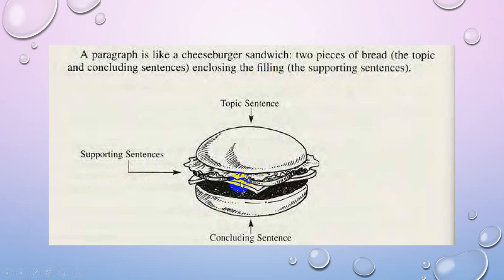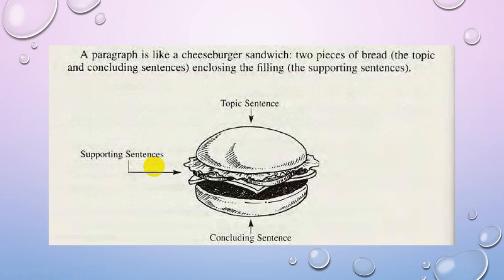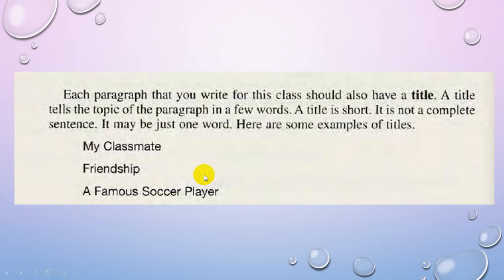Enclosing the filling, الأشياء اللي بالداخل، اللحم والبصل, meat, onions, vegetables, are like supporting sentences. This is a fine example and a good example. هذا مثال حلو. اعتقد هسه صار واضح انه topic sentence تشبه الconcluding sentence وكل شيء بالداخل هو supporting sentences جمل مساندة. Each paragraph that you write for this class should also have a title.